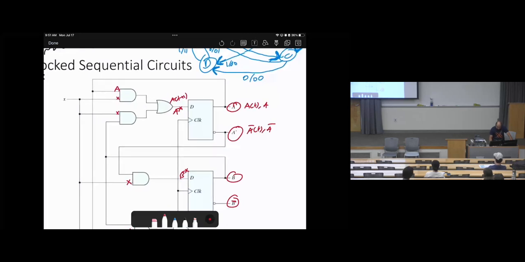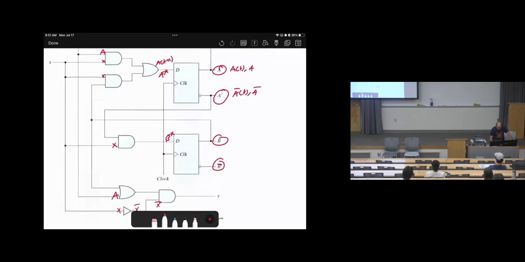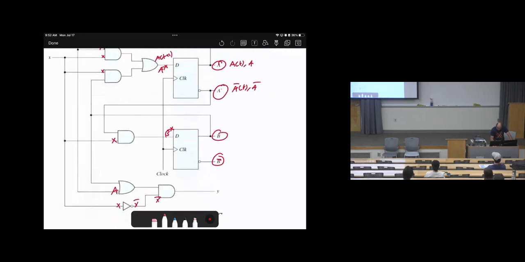Now, look at the other feedback from A bar. Follow A bar, it goes here. So let's write A bar. Here is A bar. Do you agree with me? Now, look at B. Follow B. B will go here and here. So here is B and here is B.